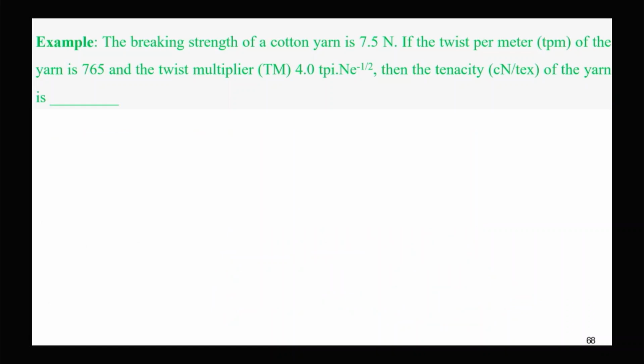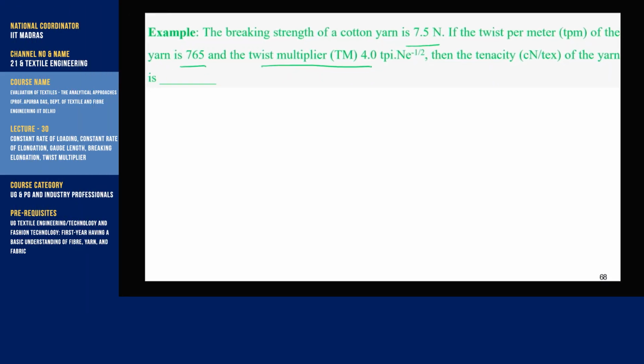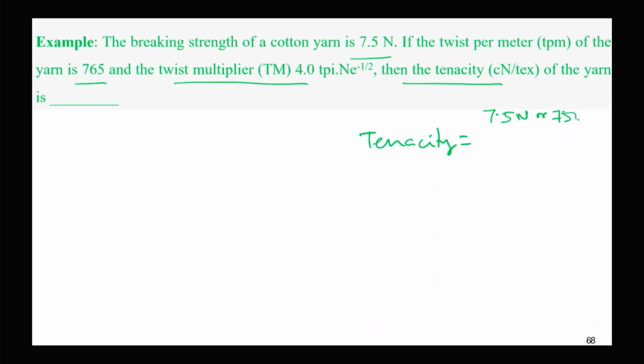Next, the breaking strength of a cotton yarn is 7.5 Newton. Here the twist per meter is given as 765, and the twist multiplier is given as 4, which is in the indirect system. Now we have to calculate the tenacity. Tenacity is the breaking load, which is 7.5 Newton or 750 centinewton, divided by the tex of the yarn.